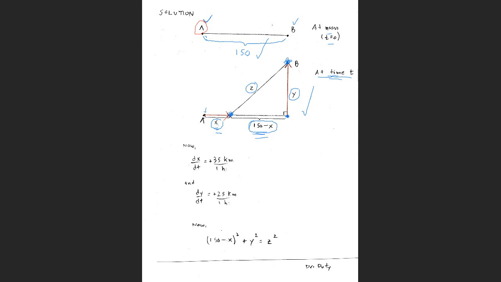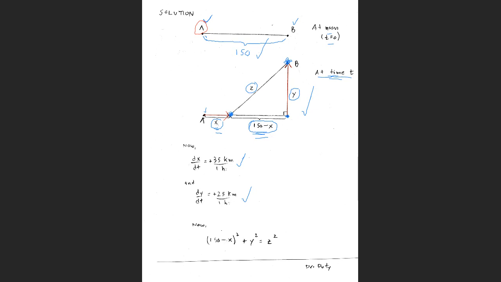All right. Now I know that dx/dt is positive 35 kilometers per hour, and dy/dt is positive 25 kilometers per hour. Okay, and I'm going to need to make use of that. I mean, everything in the problem gets used. If you're doing the problem right, you're usually utilizing all the information in the problem.